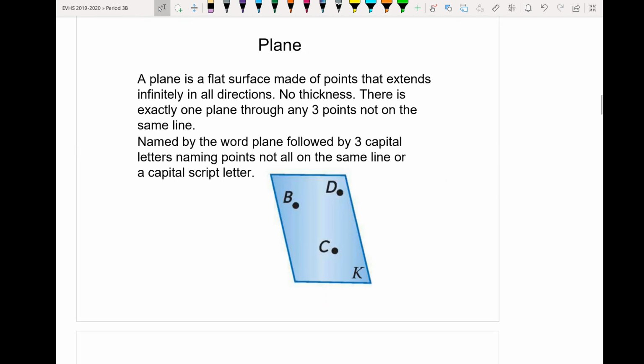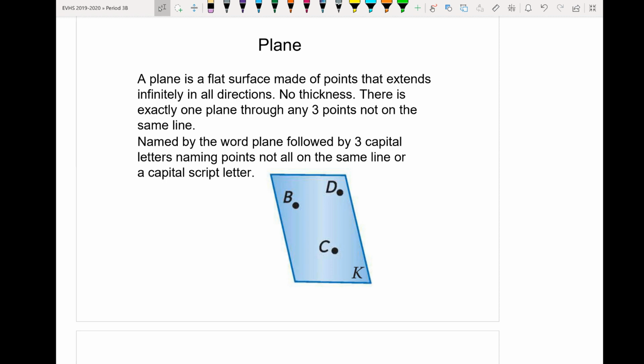All right. A plane: a flat surface made of points that extends infinitely in all directions. Now, careful with all directions. We're talking about north, south, east, and west. There are no vertical directions on a plane, right? It just goes flat in all directions. We start adding in that vertical direction, and we start getting into what's called space, and we'll talk about space in a few minutes.